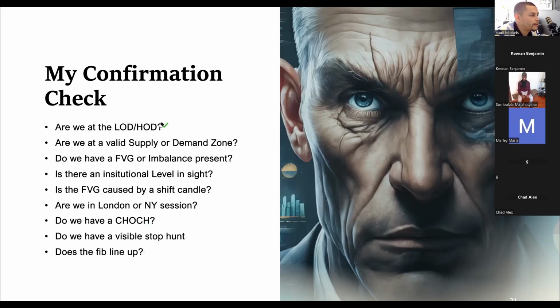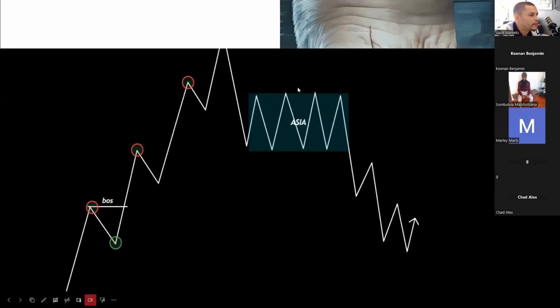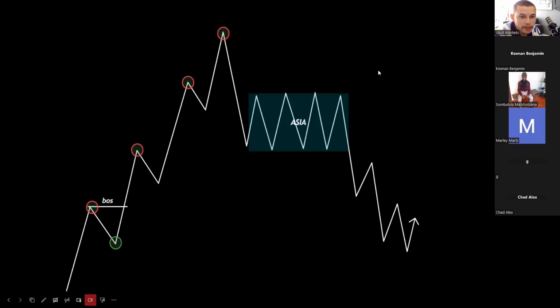Let's move on. So for instance, this is what I would like to see. I would like to see price in a certain type of structure. I would like to see if we're bullish or bearish. In this example, we are bullish.